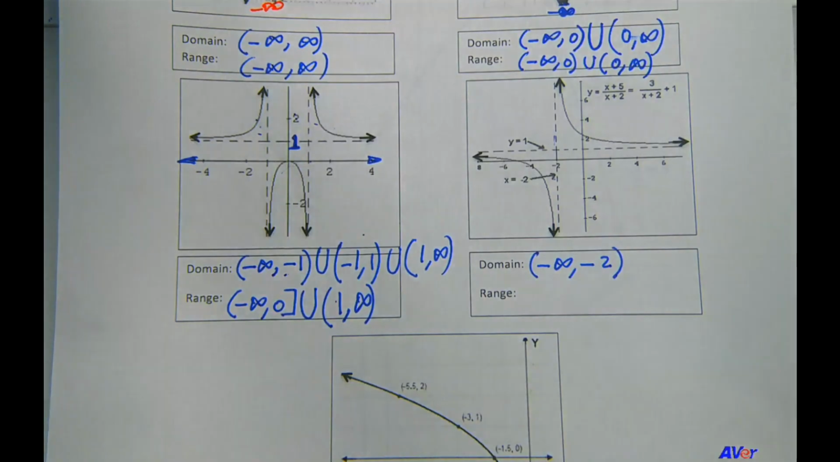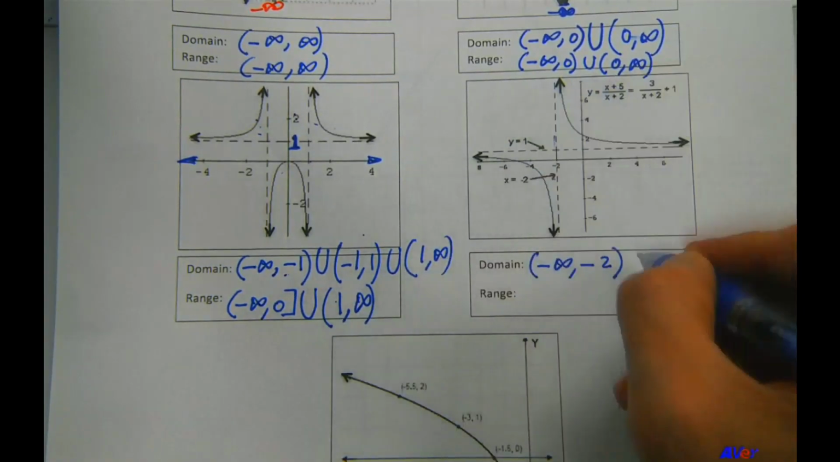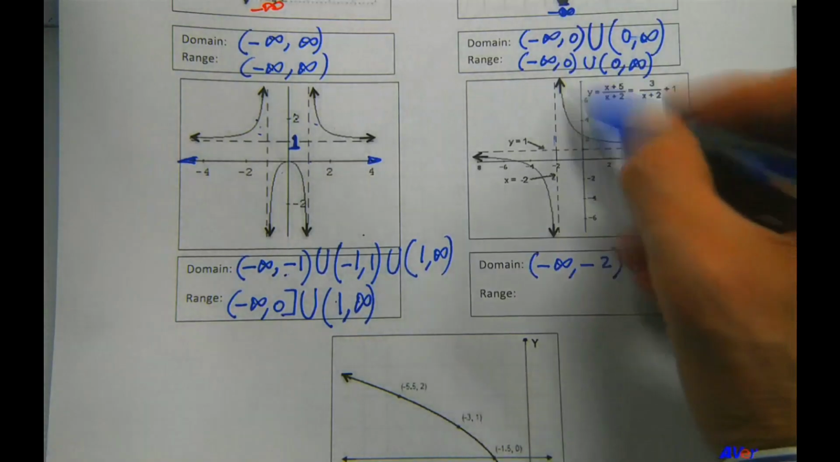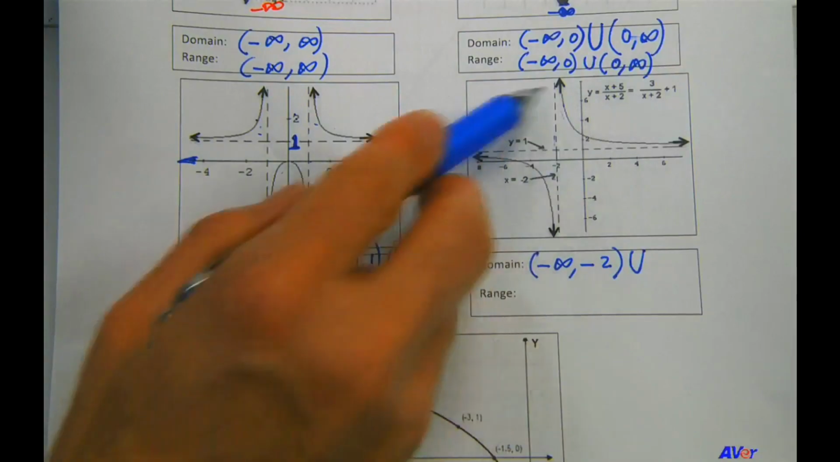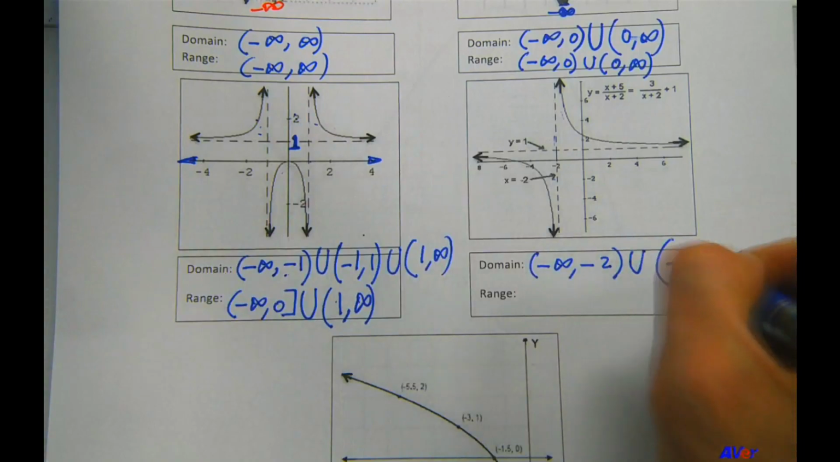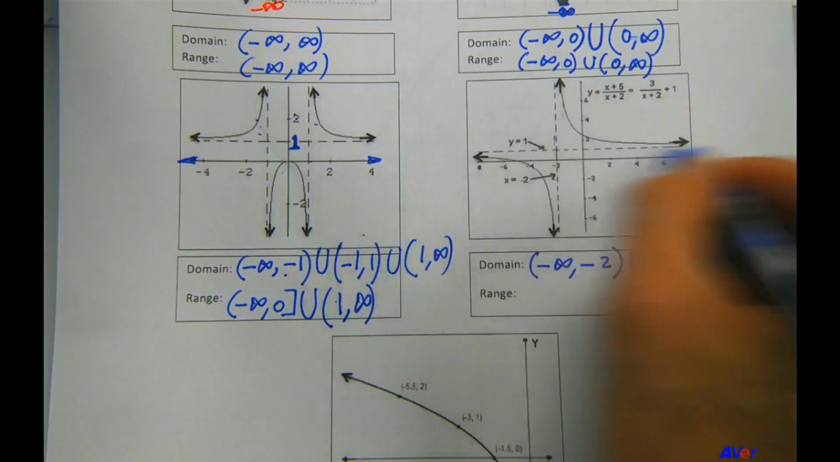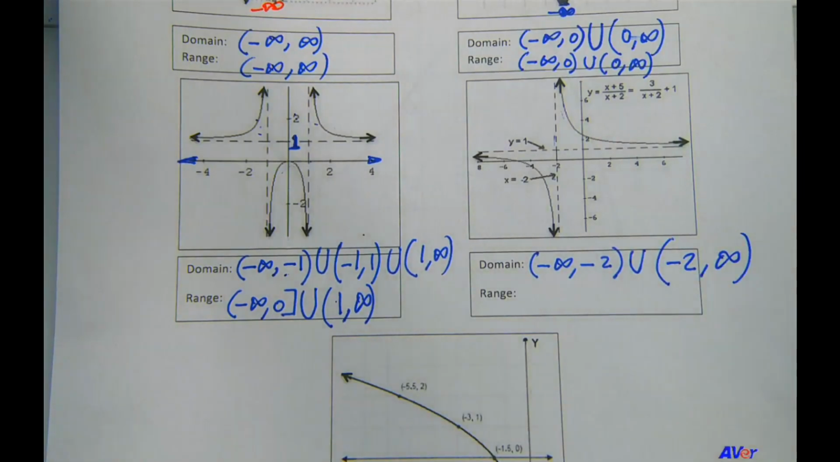A vertical asymptote can never be crossed, but a horizontal one can be crossed. Okay? So that's the domain for this piece. What about this piece? So union, that piece with respect to the x-axis begins right after x equals -2. So parenthesis, -2, comma, and it continues to infinity along the x-axis. Like that. Okay?